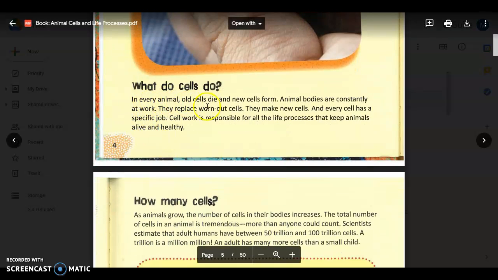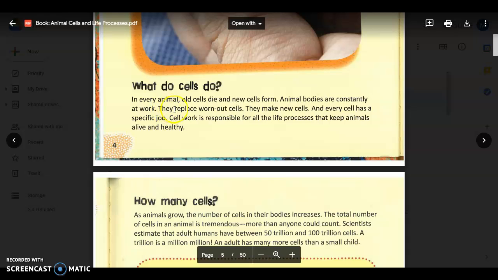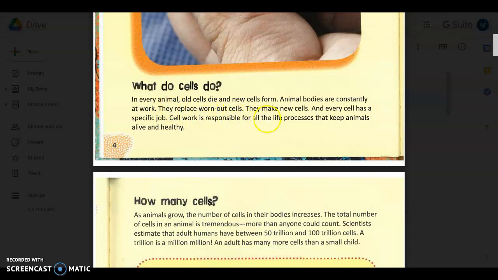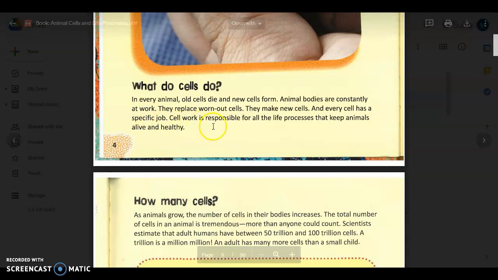What do cells do? In every animal, old cells die and new cells form. Animal bodies are constantly at work. They replace worn-out cells. They make new cells, and every cell has a specific job. Cell work is responsible for all the life processes that keep animals alive and healthy.